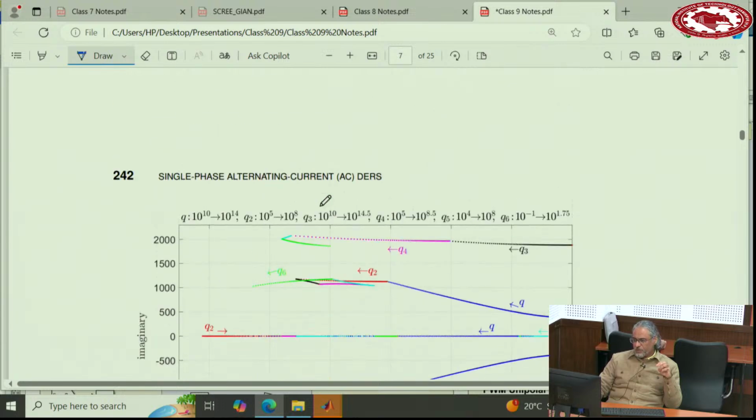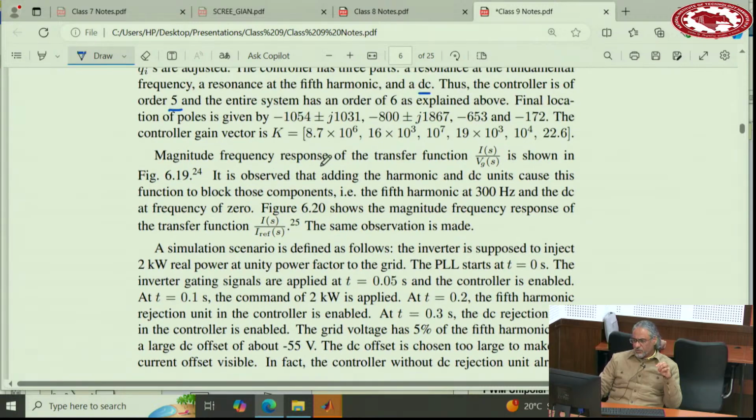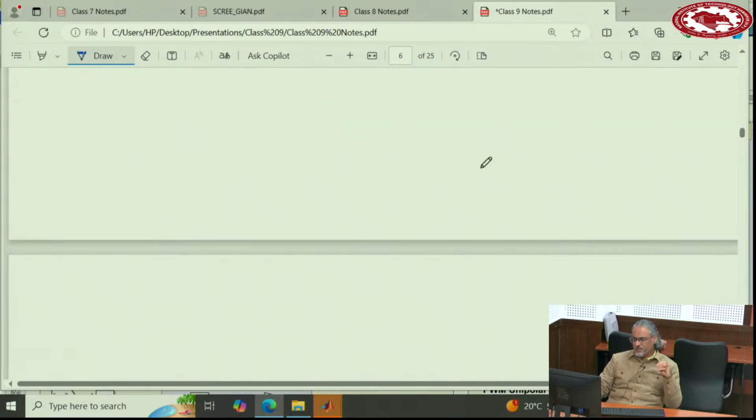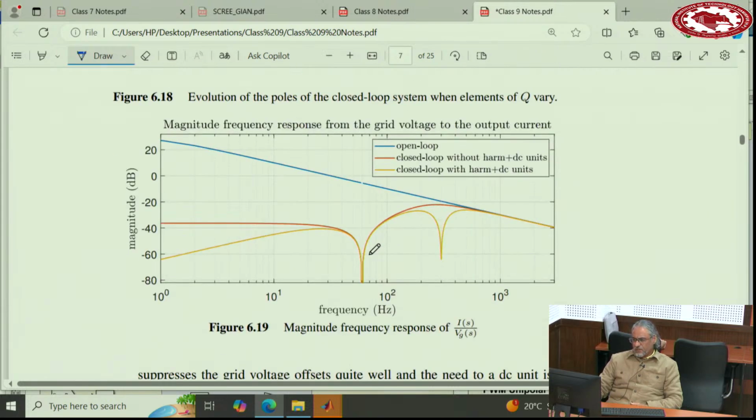Let's see where the poles are eventually. So these are the numbers for the K, and these are the poles. So I have two sets of complex poles, and two real poles. So on the real axis we have two poles, and then we have 6 poles altogether. Okay.